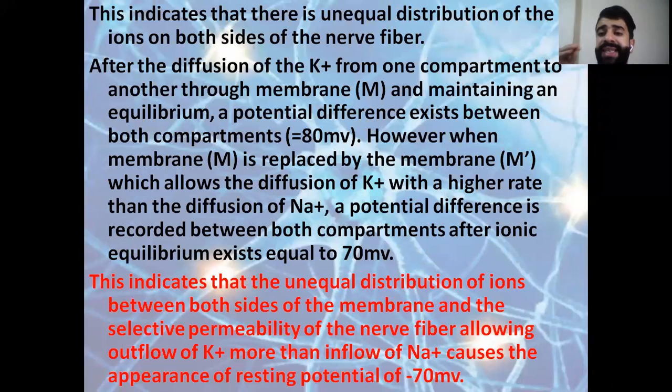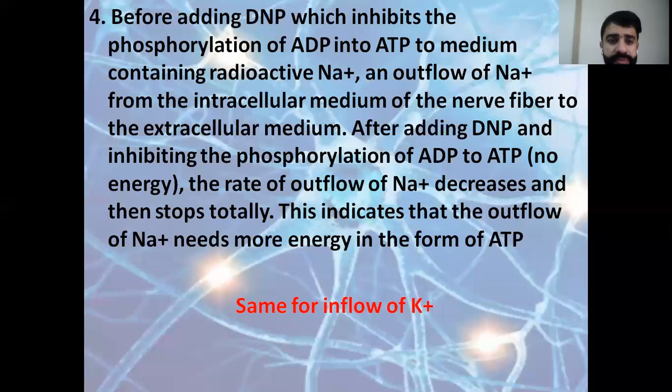And we have selective permeability, meaning that they allow outflow of K plus more than the inflow of Na plus. So more K plus comes out, and less Na plus goes in. This will lead to the appearance of the resting potential, and this resting potential is equal to minus 70 millivolt.